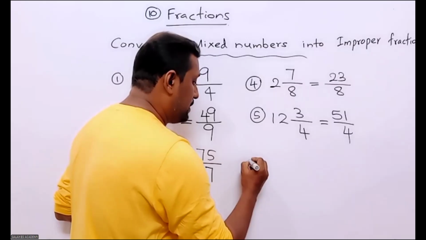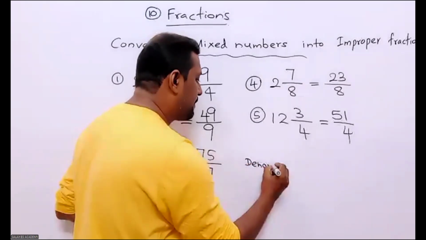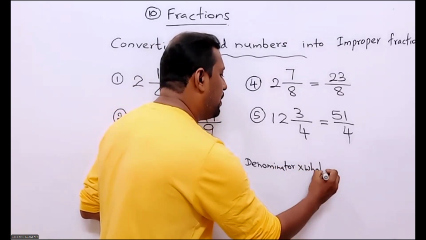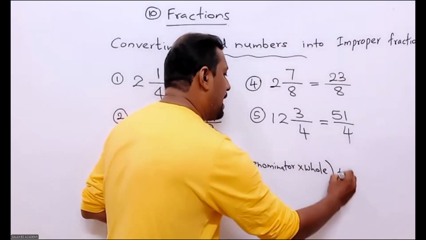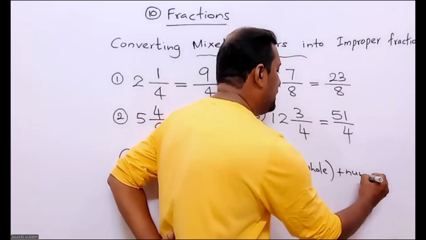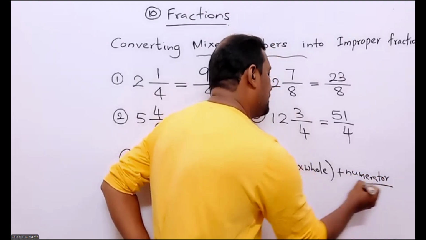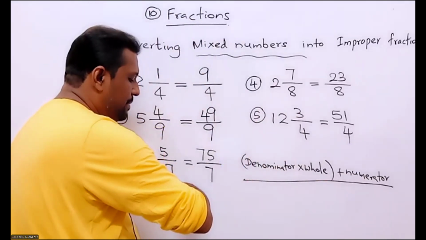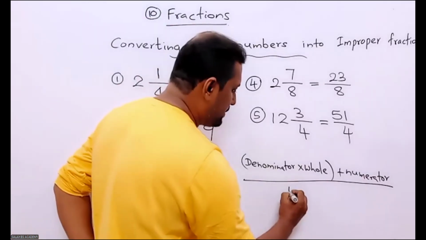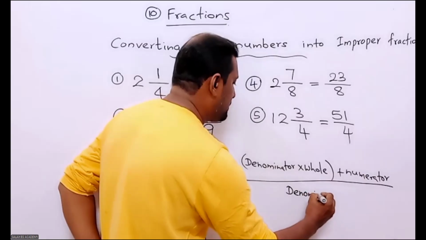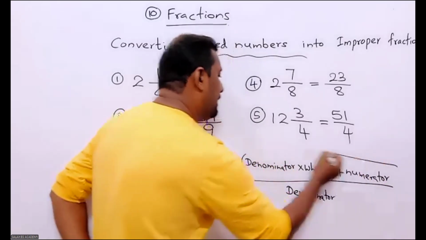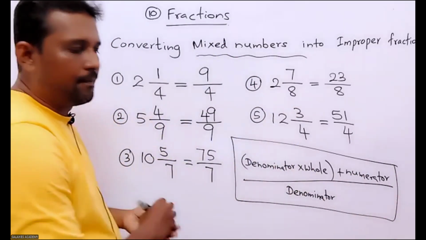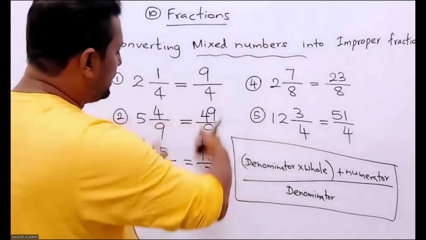Right? Denominator. Multiply the whole number, add the numerator. Then the denominator should also be the same denominator of the mixed number. It is the converting method of mixed numbers into improper fractions. Right? First you note down this one, then you write down these examples.